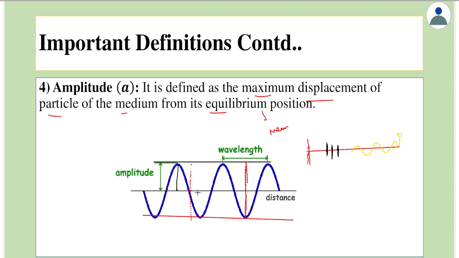The distance between the mean position and one extreme end is called amplitude. If this is 2 meters, then this also will be 2 meters, but in the reverse direction. It's called amplitude. Again, this is a very important parameter for a wave because the intensity depends on the wave's amplitude also. Since it is a distance, it is measured in meters.